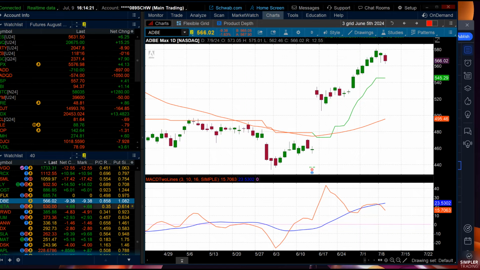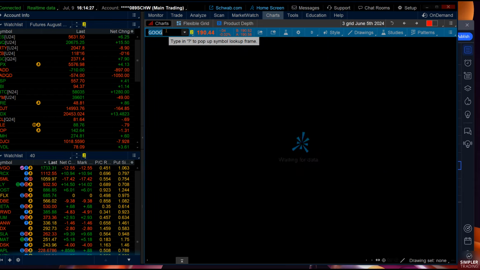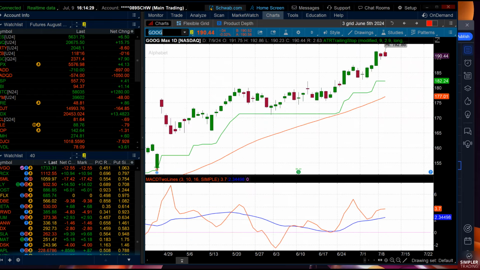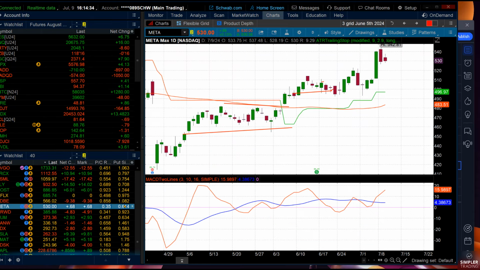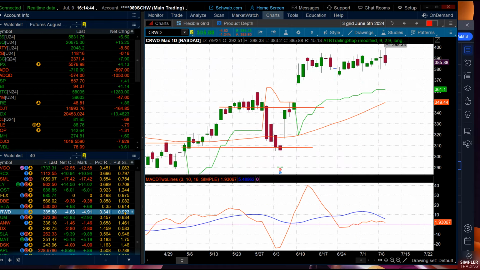How about Meta? And it's getting there. How about Google? Google got upgraded and then went straight down after the opening. Yeah, you've got to put Google in there. How about some other ones? How about Meta? Like I said, Microsoft. How about that one? Already showed you it. So how about some others? Let me show you. How about CrowdStrike?